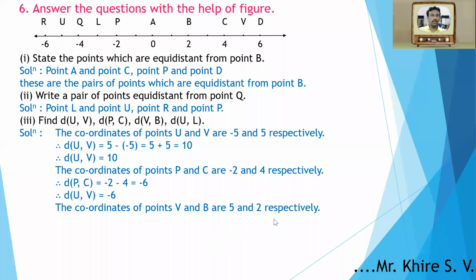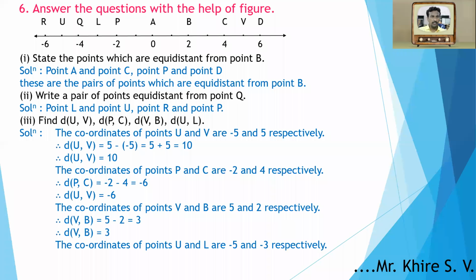The coordinates of points V and B are 5 and 2 respectively. Therefore distance VB: 5 is greater than 2, therefore 5 minus 2 is equal to 3. Distance VB is 3. And the last one, the coordinates of points U and L are -5 and -3 respectively. -3 is greater than -5, therefore distance UL is equal to -3 minus -5, minus minus becomes plus 5, that is -3 plus 5, which is 2. These are the distances of all these given segments.